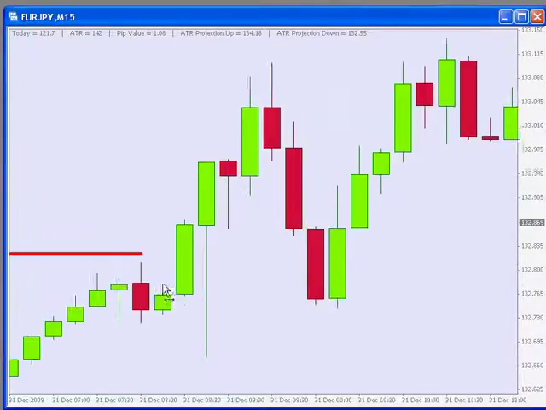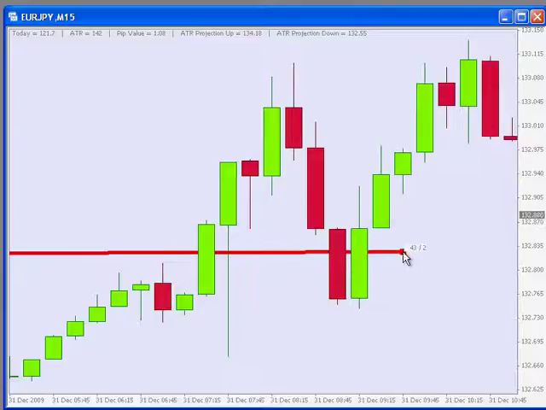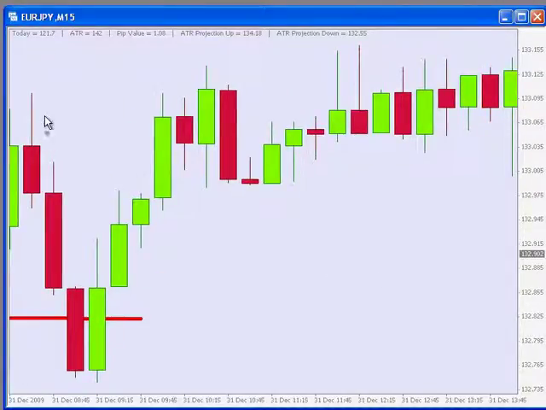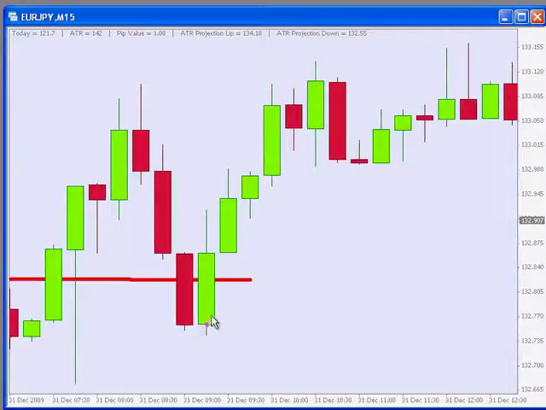All right, let me expand this a little bit. That's the pullback there, and as you can see, price begins to print green bars. As it prints the first green bar, as this green bar closes, that's where you would click on the buy button from an aggressive point of view.